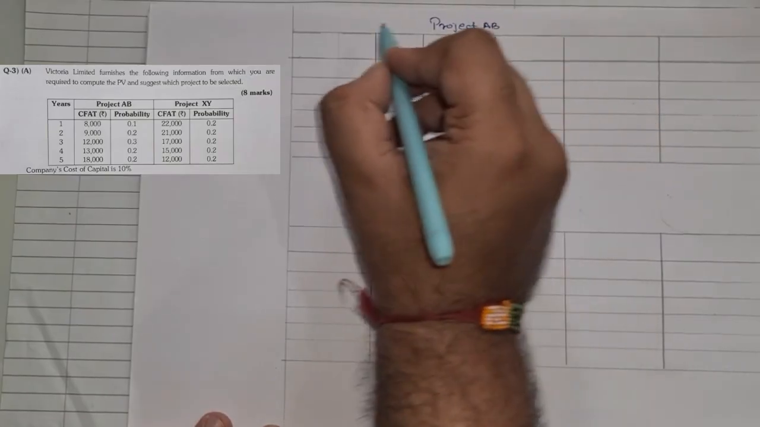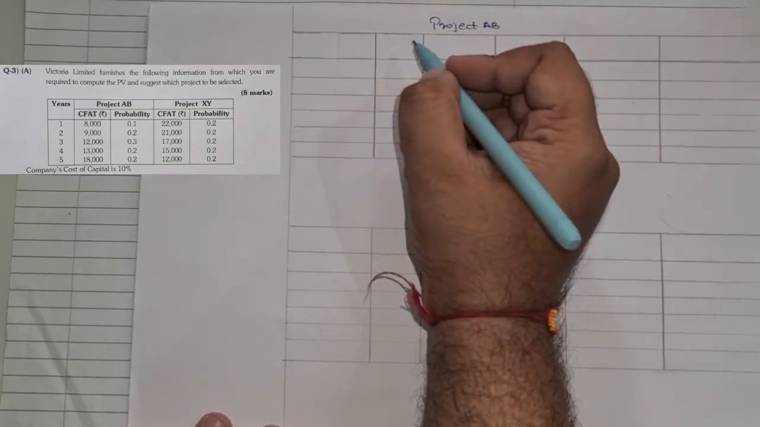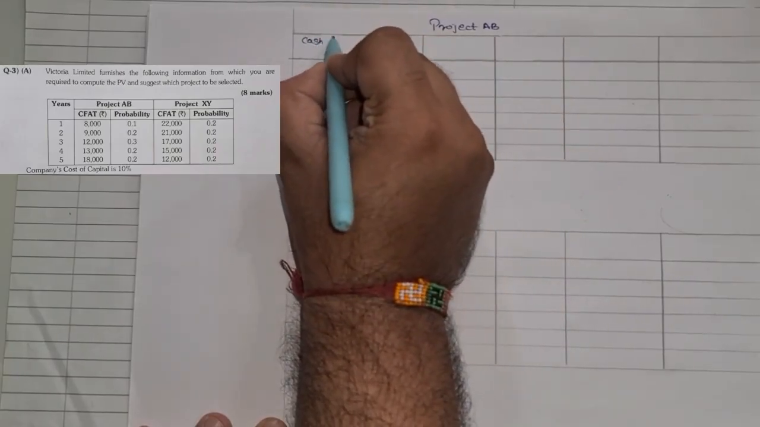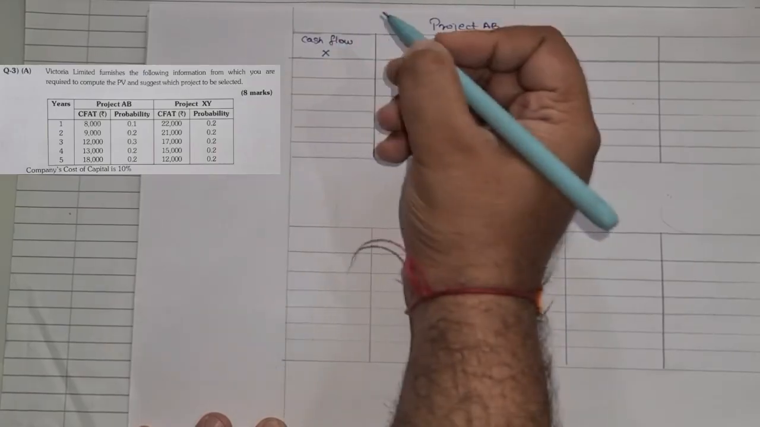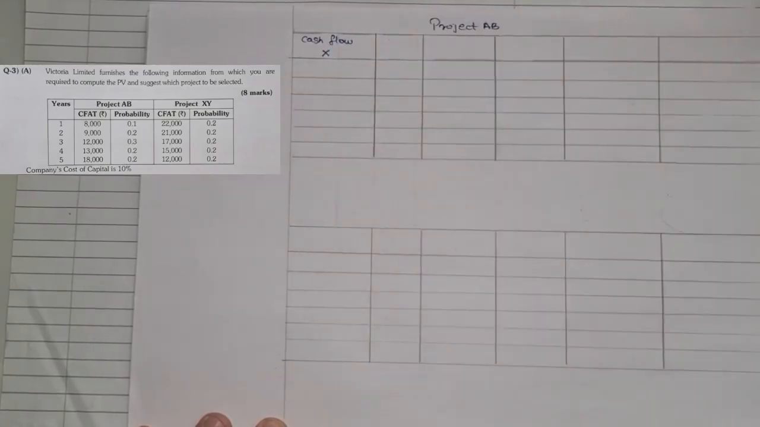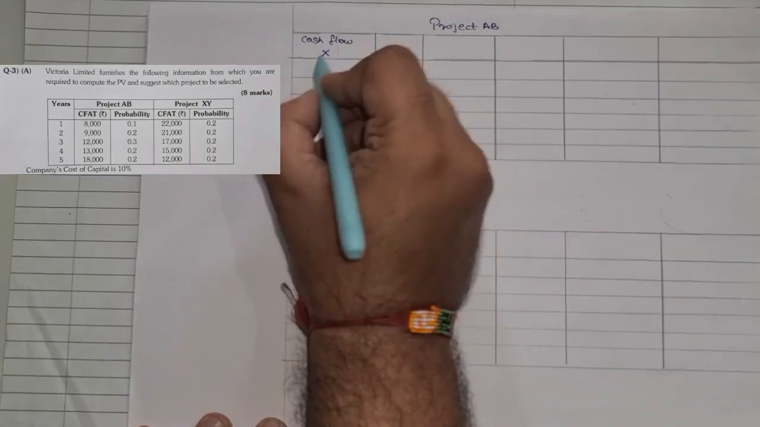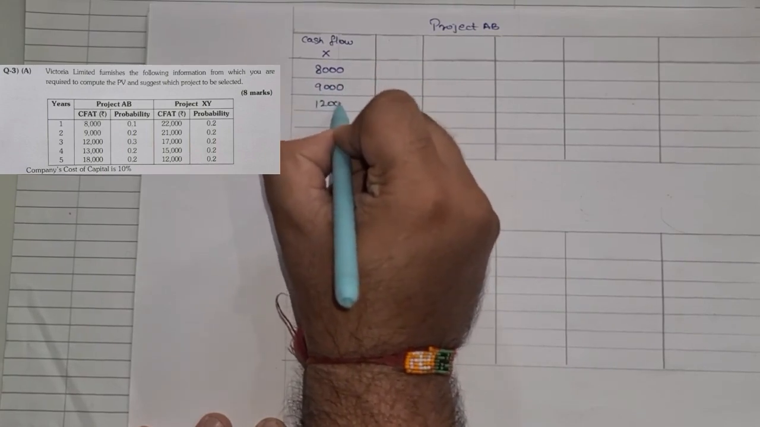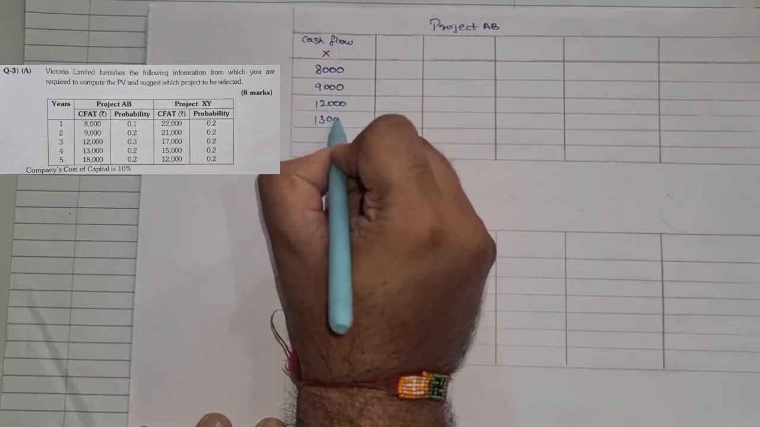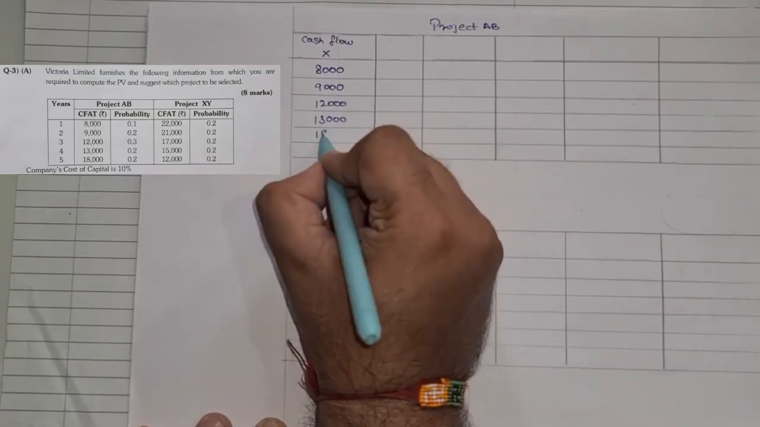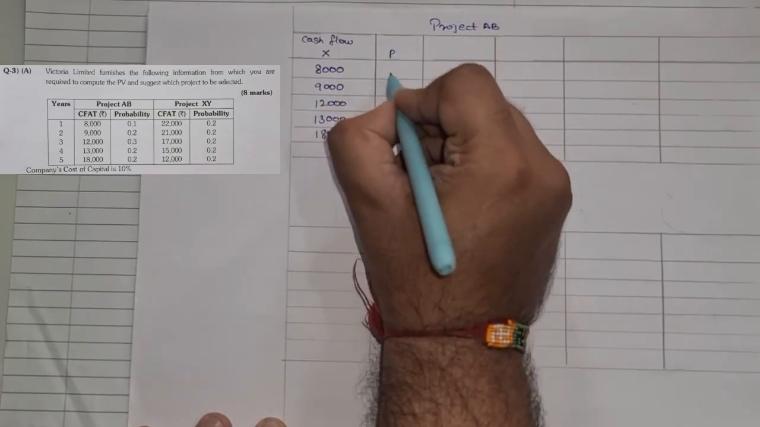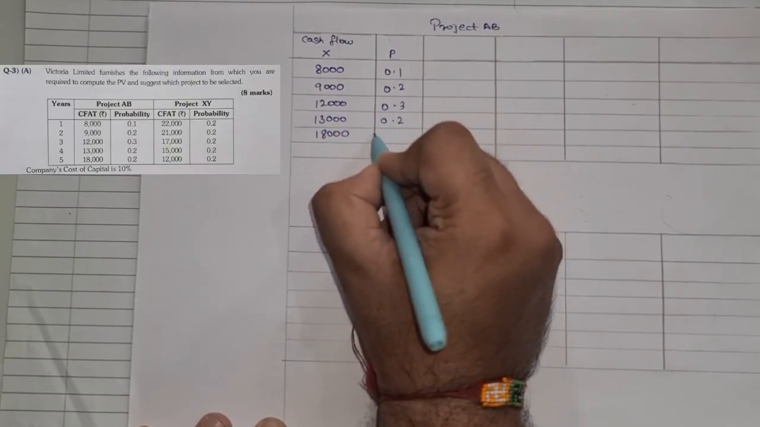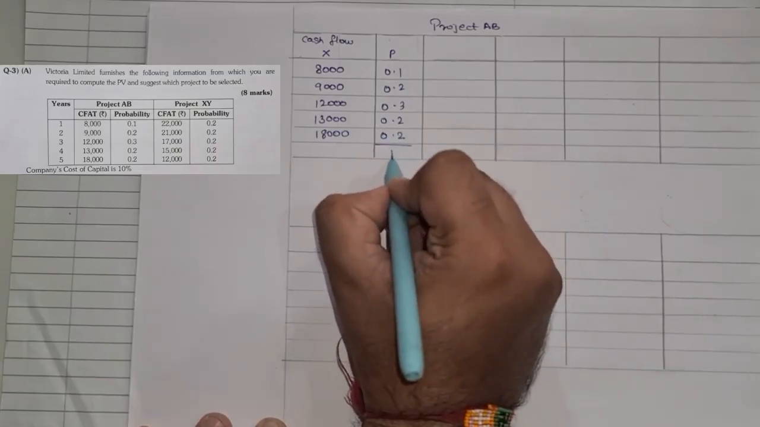I'll write here project AB. They have given you years, the cash flow after tax and probability. So I'll write here first cash flow, I'll keep it as X. The values are 8,000 for the first year, 9,000, 12,000, 13,000 and 18,000. The next is probability: 0.1, 0.2, 0.3, 0.2 and another 0.2. The total always comes to 1.